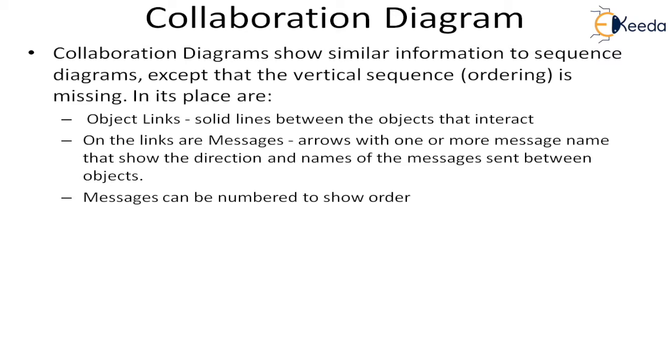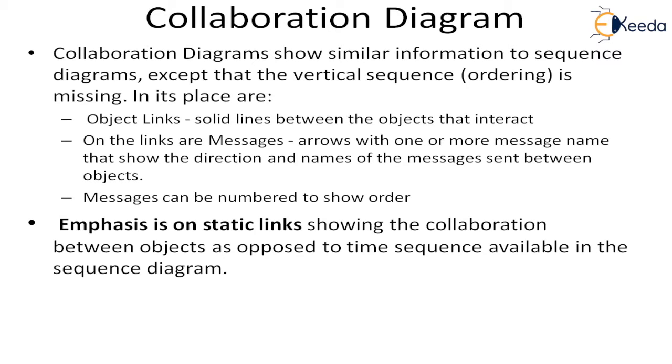And the messages can be numbered. It is not mandatory, but if you really want to have the order also in the collaboration diagram, then you have to give a number to the message. The emphasis is on the static links, which show the collaboration. So here we are more interested in which are the objects which are collaborating.